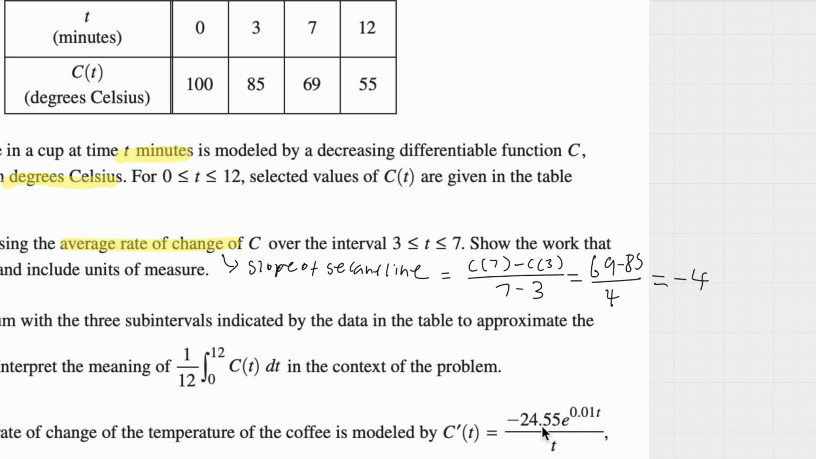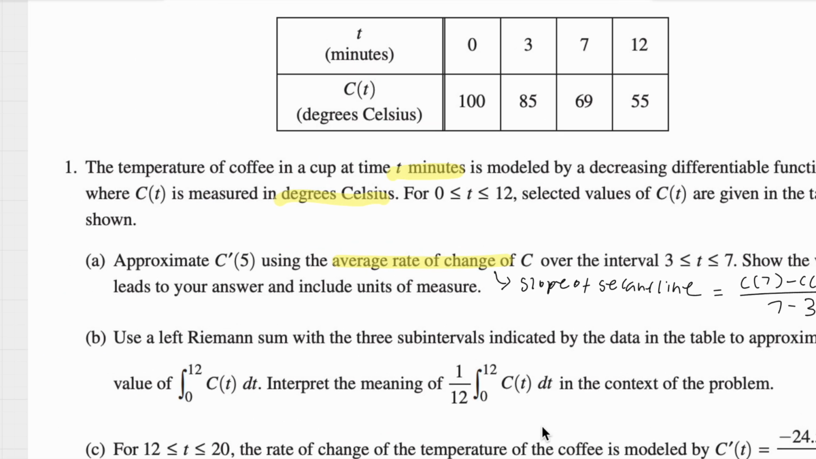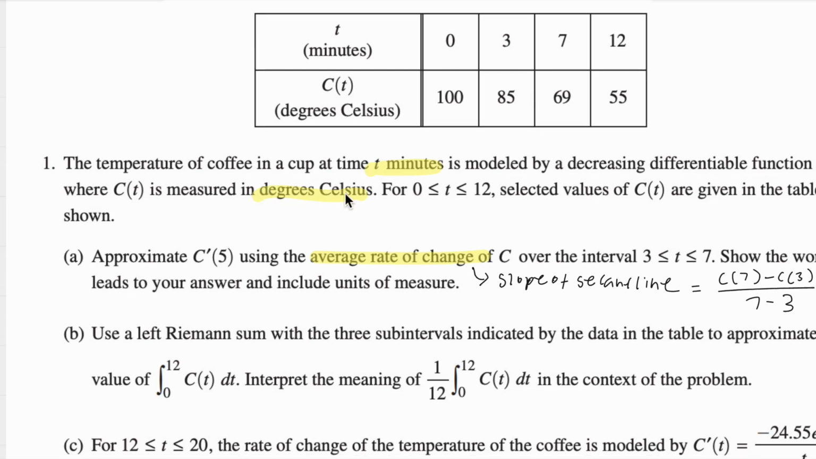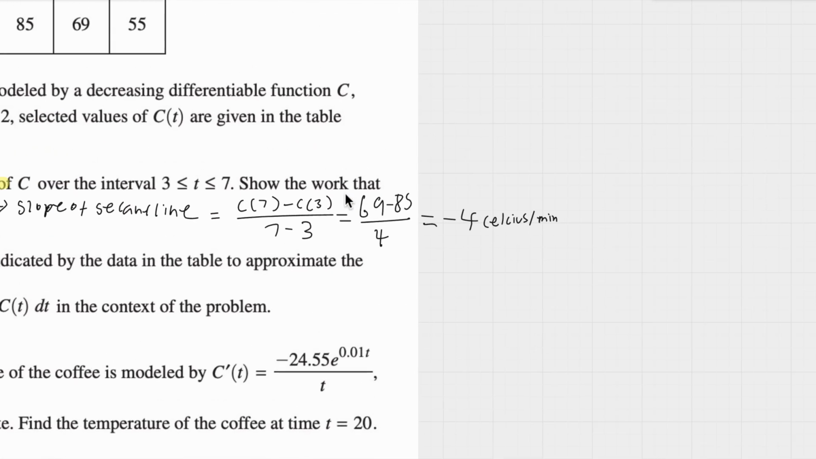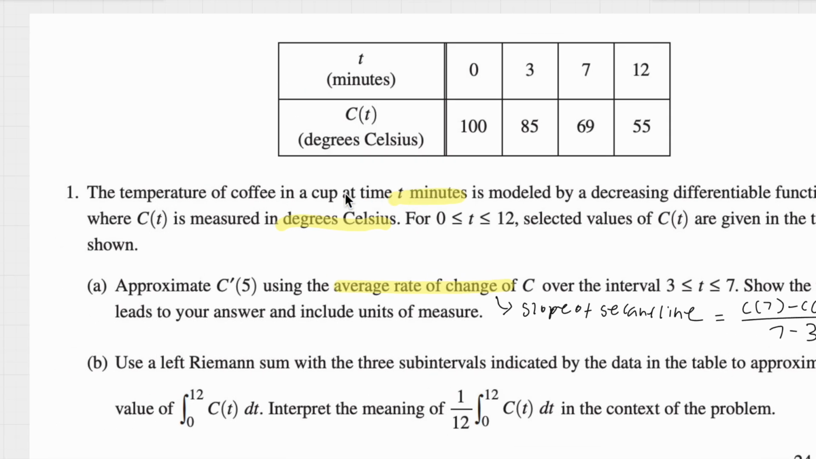So we have to include units of measure. And in this case, it's Celsius over minutes or per minute, because as you can see here, C of t is measured in t minutes and it's measured in Celsius. So in our response, we would write just something like C prime of 5 is basically negative 4 Celsius per minute. Yep, that would give you a point.